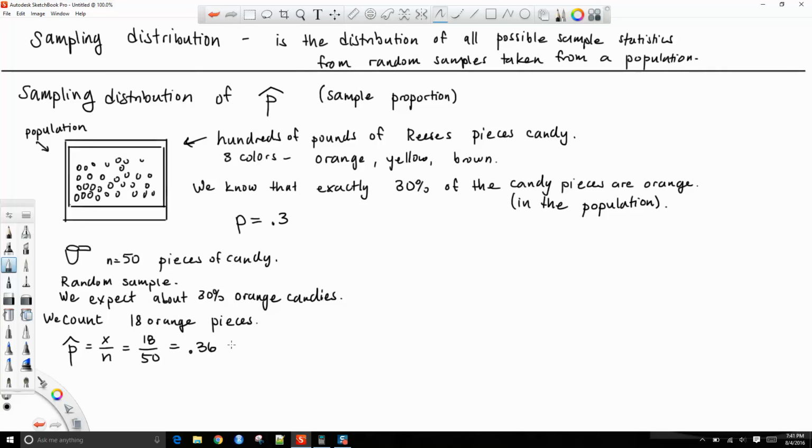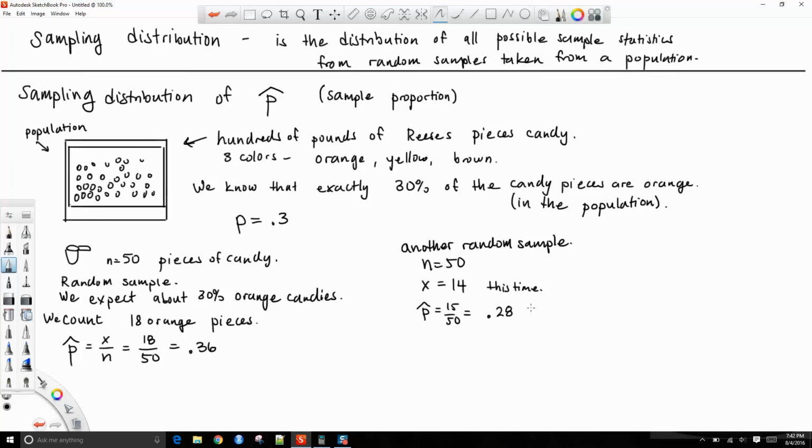We're going to dump those candies back in, stir it up, and take another random sample, n equal to 50. This time x is, let's say, 14. We get 14 orange pieces, so this time my p hat is 14 over 50. I get p hat equal to 0.28.